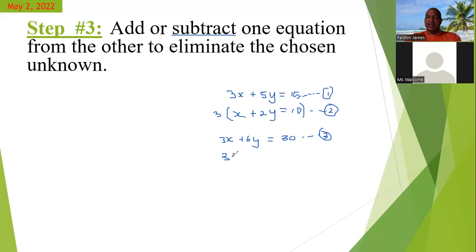So this would be 3x plus 5y rather, equal to 15.